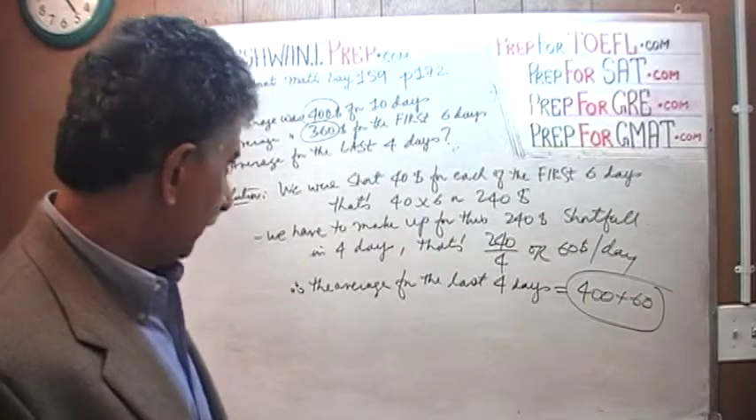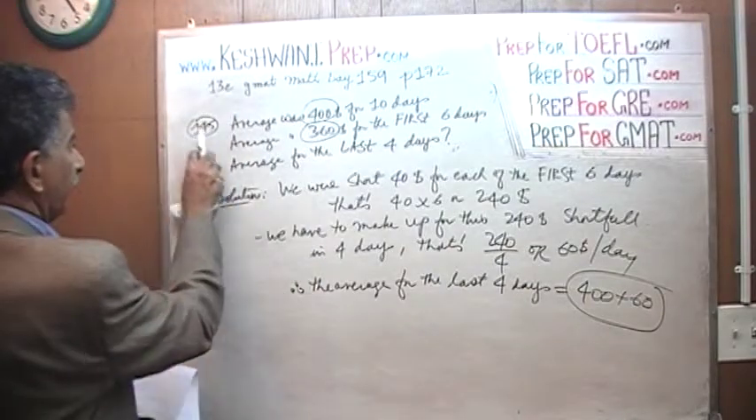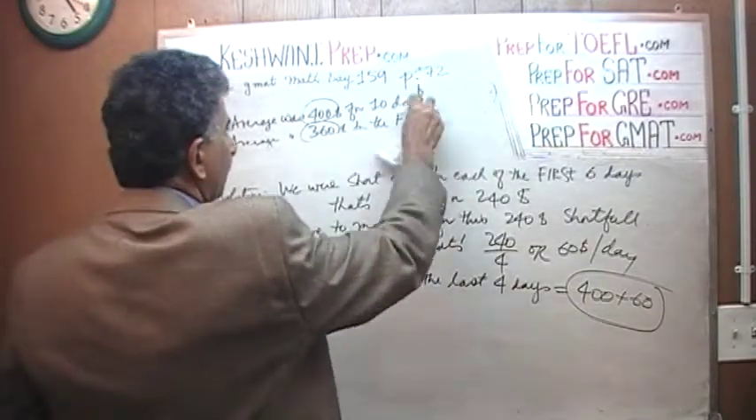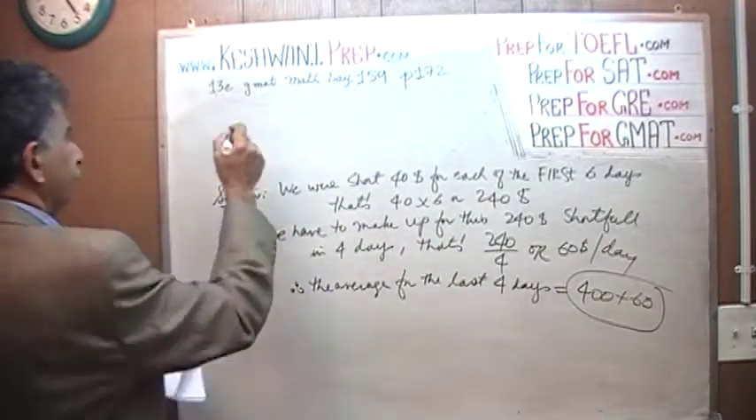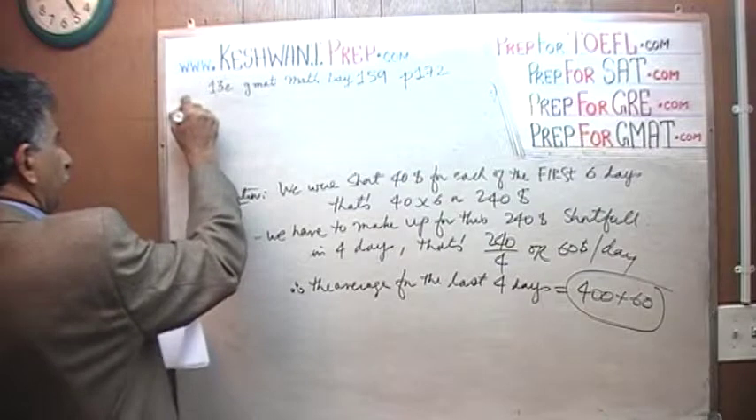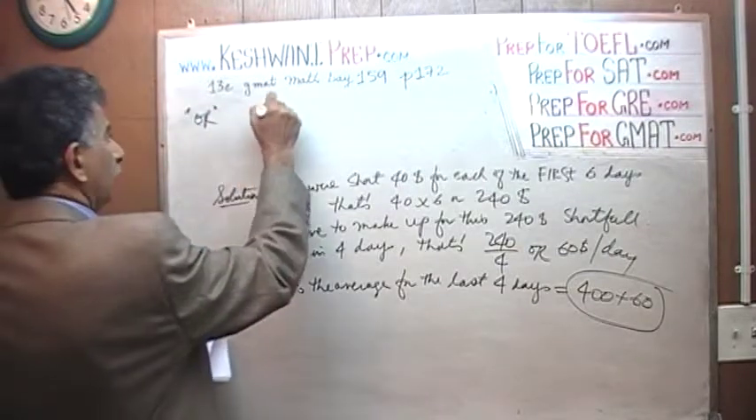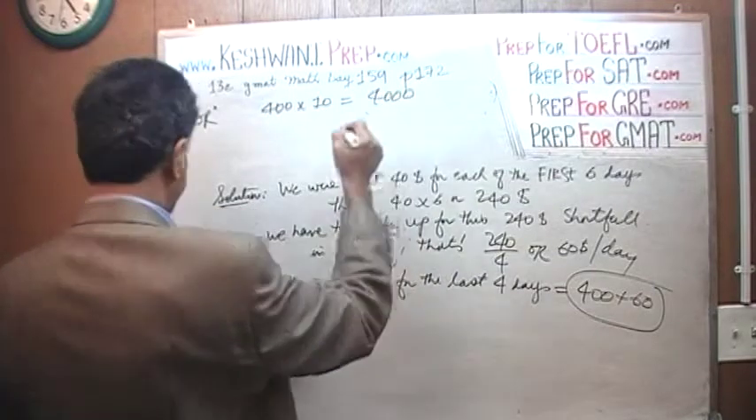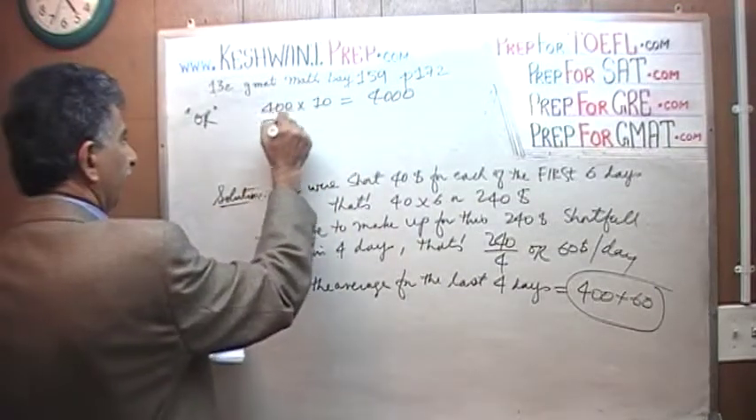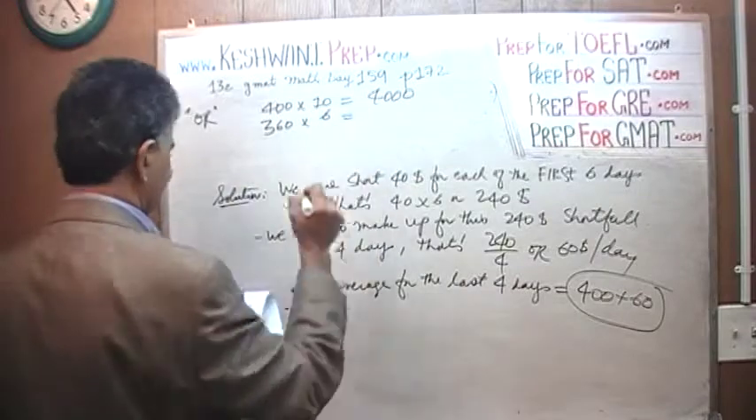Or if you don't like this method, there is another method. I'm going to do it on the top. I need the room, so I need to raise the question. Here's another way of looking at the same thing. We have 400 for 10 days. There's 4,000. For the first 6 days, we had 360.